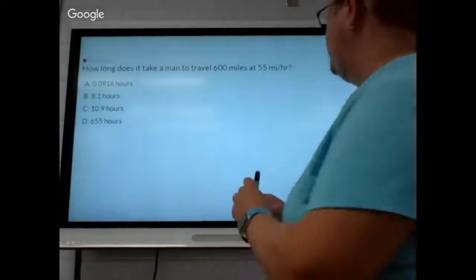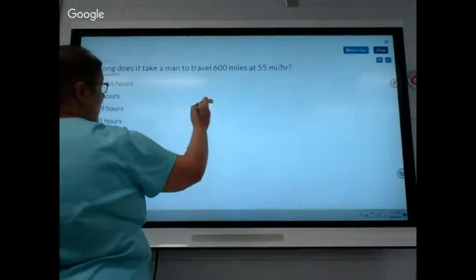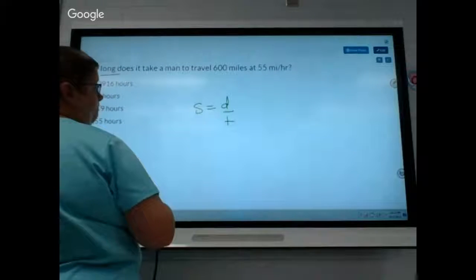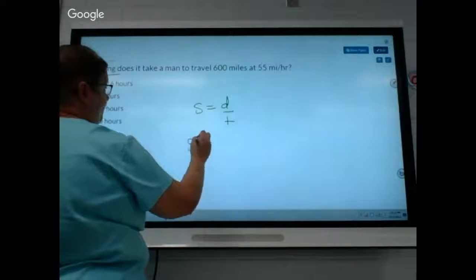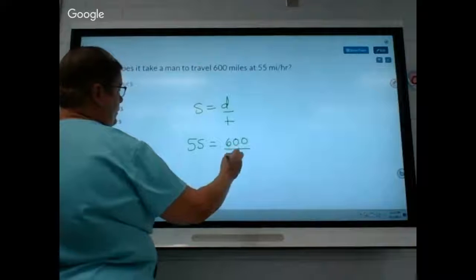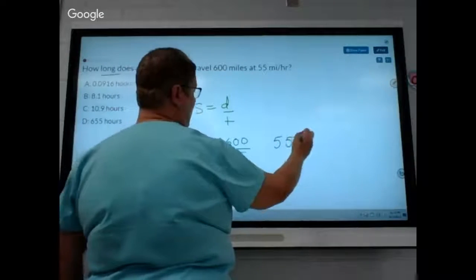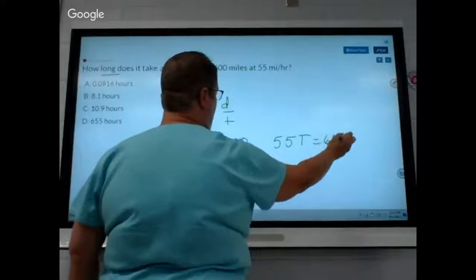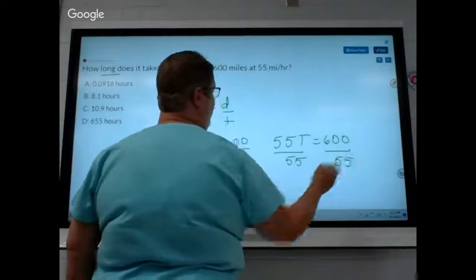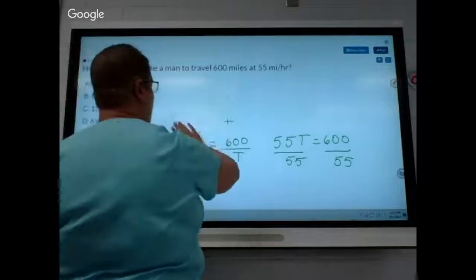So when we look at this, what are we solving for? It says how long? Time. Speed equals distance over time. The speed is 55. Distance is 600. We're solving for time, so 55t equals 600. What are we dividing by? So 600 divided by 55 was 10.9. Okay, so the answer was C.